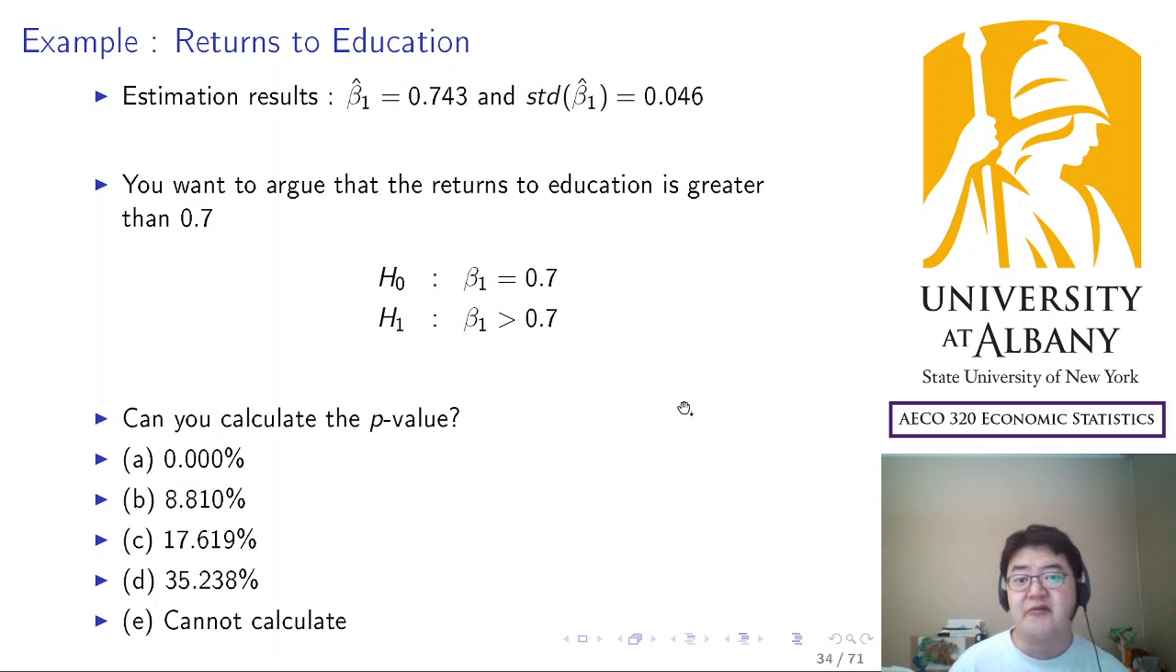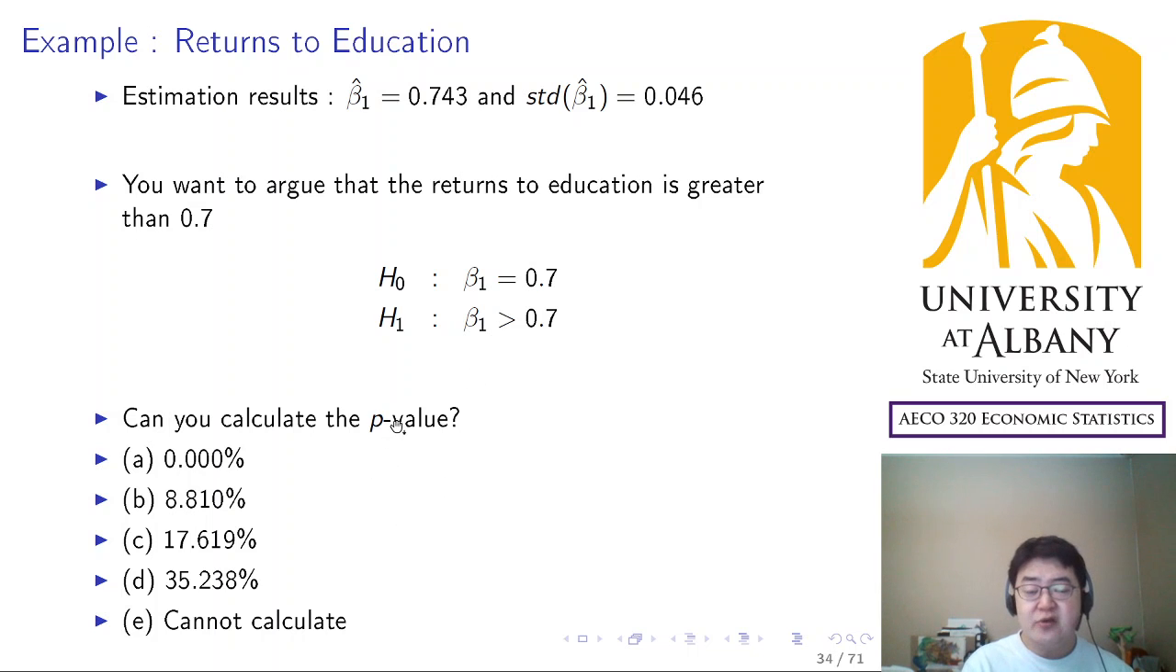Then this is slightly different. Now you believe the returns to education is 0.7 or lower, but you'd like to test it. This is the null hypothesis. Now it is a one-sided hypothesis, and it is about 0.7. Your belief is at 0.7. Then in this case, using the observations, using the estimation results, calculate the p-value. These two numbers are everything you need to know to calculate the p-value. 3, 2, 1.